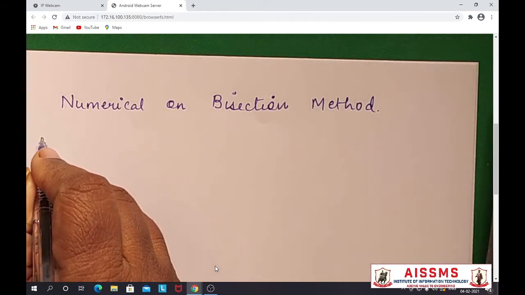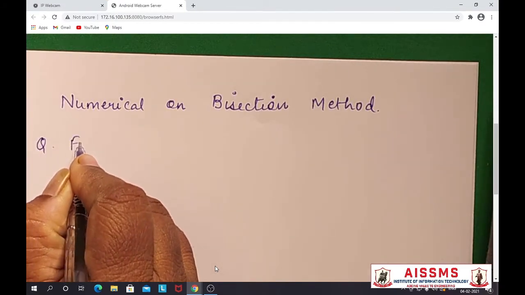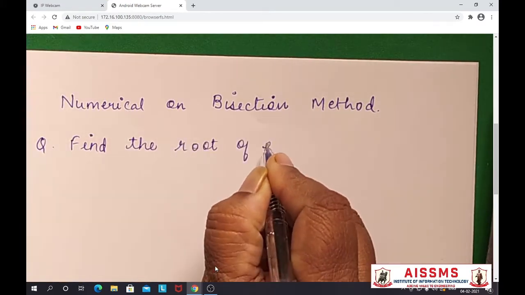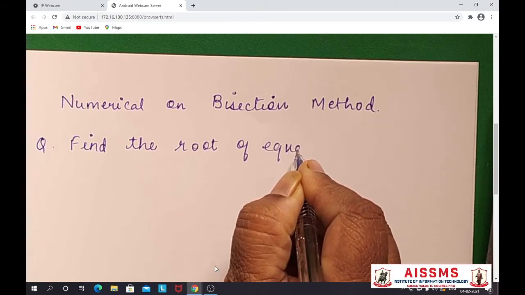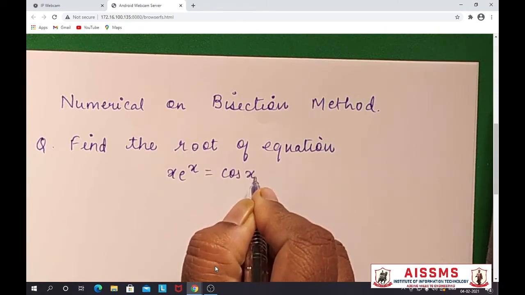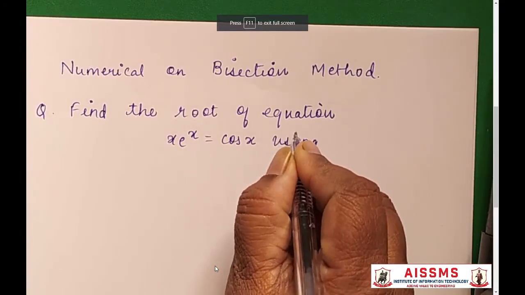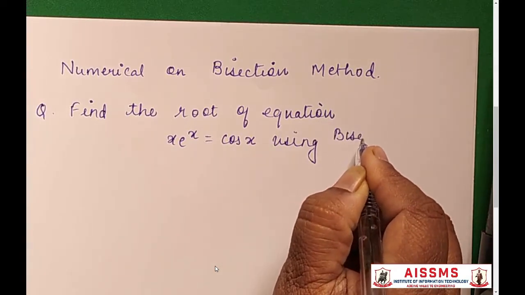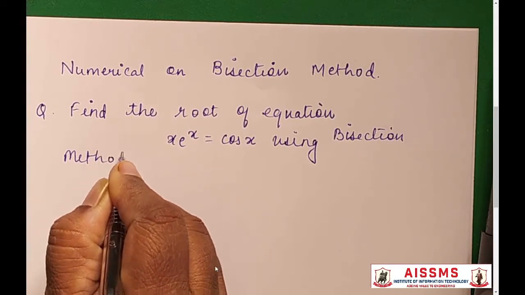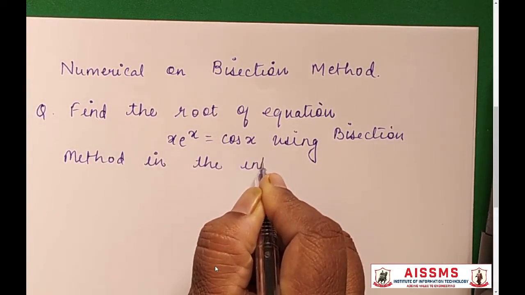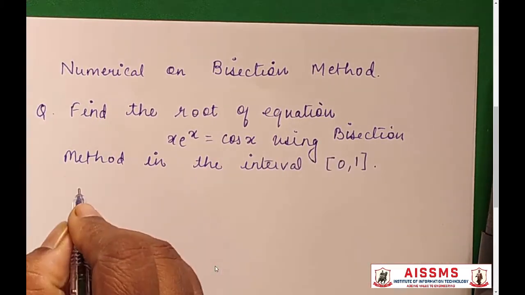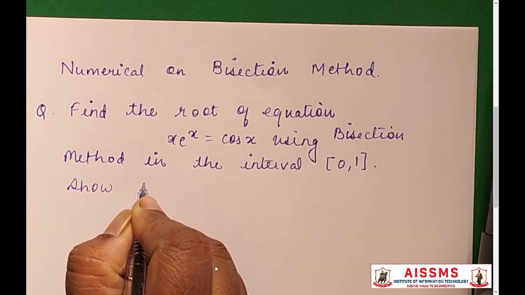The question is, find the root of equation x e raised to x is equal to cos x using bisection method in the interval 0, 1. Show 5 iterations.